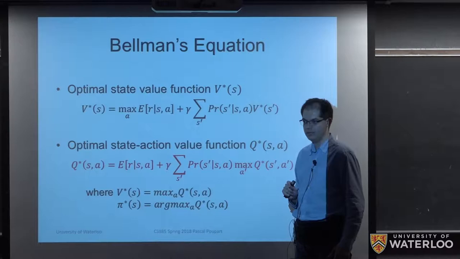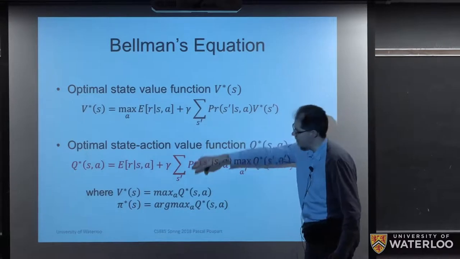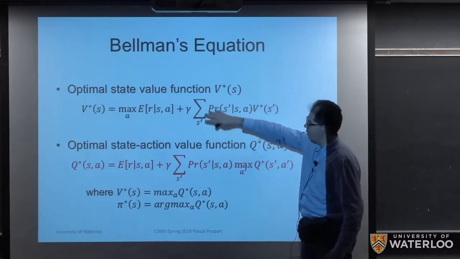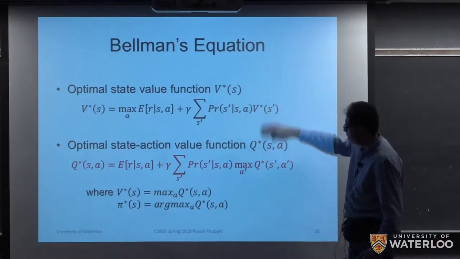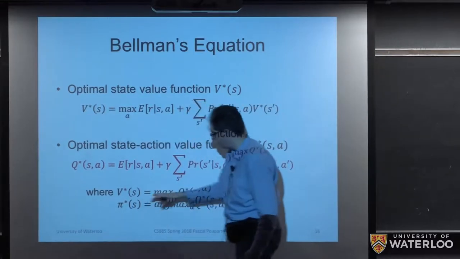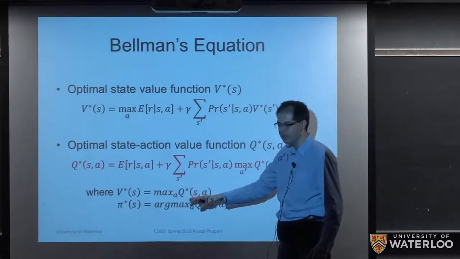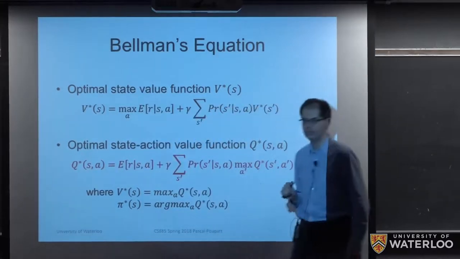Yeah. How can you get the second one from the first one? Well, how do I get the second one from the first one? I can go this way simply because these are equal, right? And then here I can rewrite V star according to this as a max, right? And then I will end up with this.